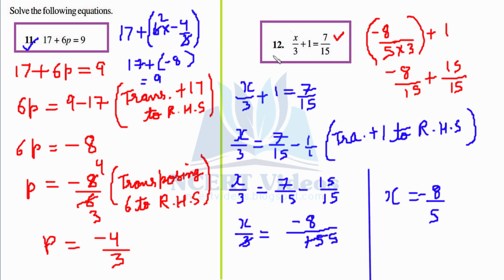With that, last part of this exercise is completed, and that completes your exercise 1.2 of class 8th maths, chapter name linear equations in one variable.